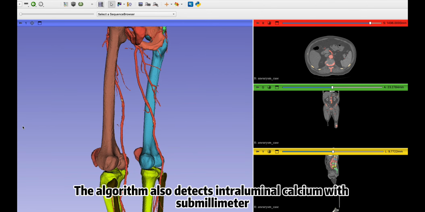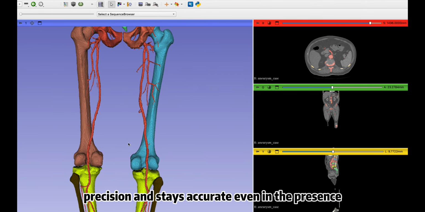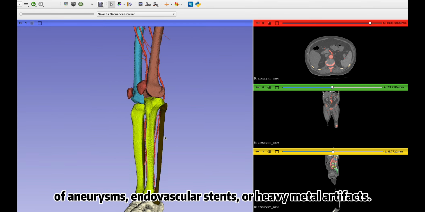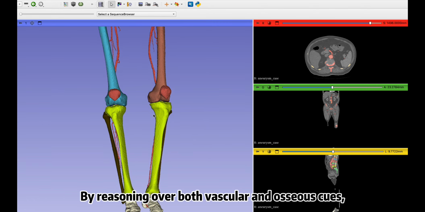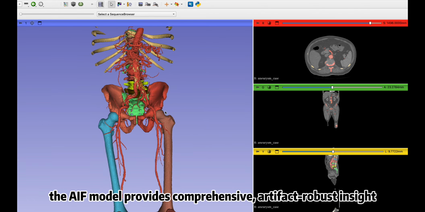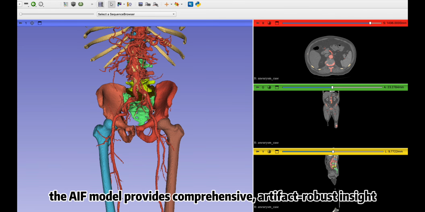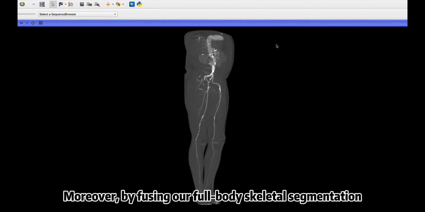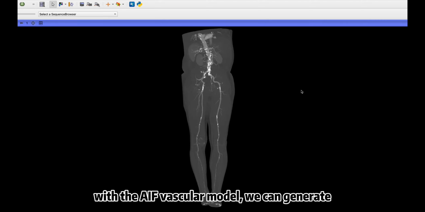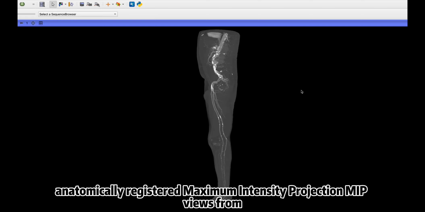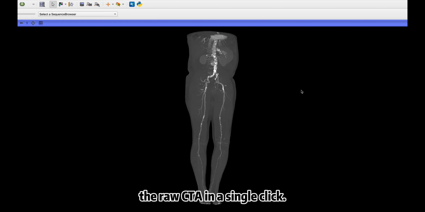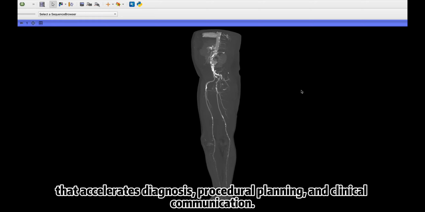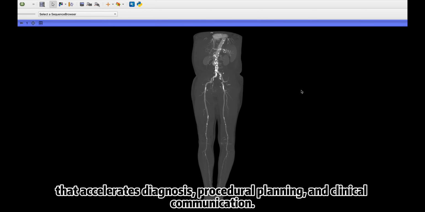The algorithm also detects intraluminal calcium with submillimeter precision and stays accurate even in the presence of aneurysms, endovascular stents, or heavy metal artifacts. By reasoning over both vascular and osseous cues, the AIF model provides comprehensive, artifact-robust insight for truly personalized treatment planning. Moreover, by fusing our full-body skeletal segmentation with the AIF vascular model, we can generate anatomically registered maximum intensity projection (MIP) views from the raw CTA in a single click. These MIPs offer an instant, high-contrast roadmap that accelerates diagnosis, procedural planning, and clinical communication.